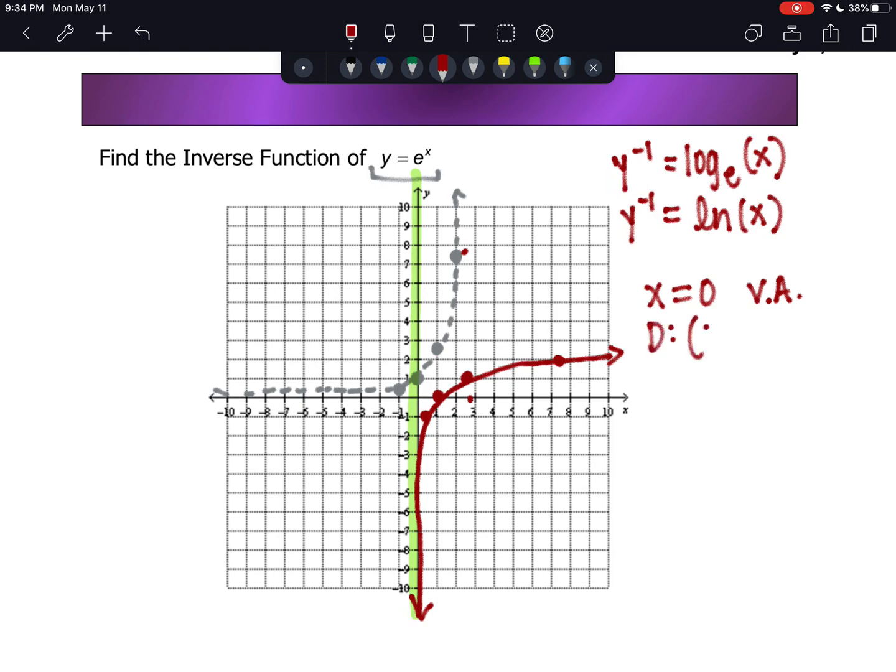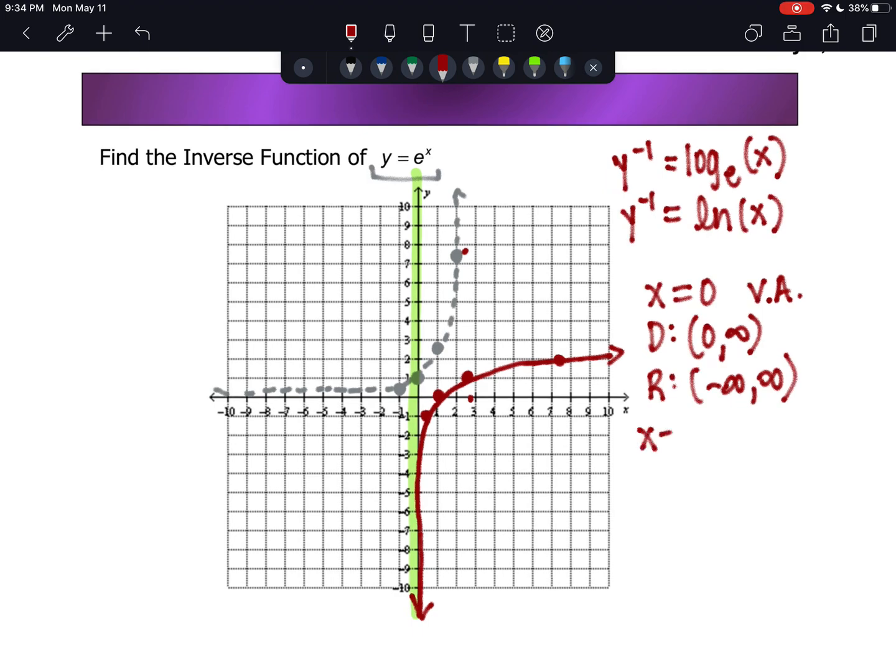Our domain is 0 to infinity. Our range is -infinity to infinity. And we have an x-intercept at (1, 0).